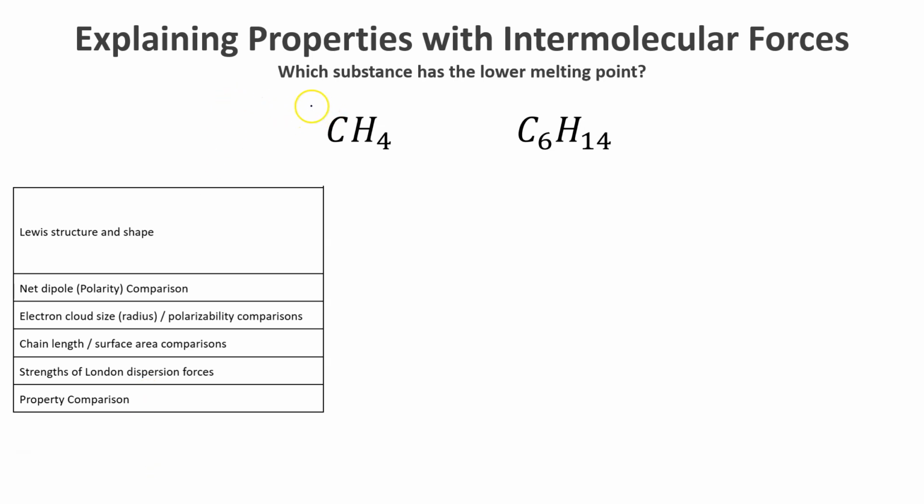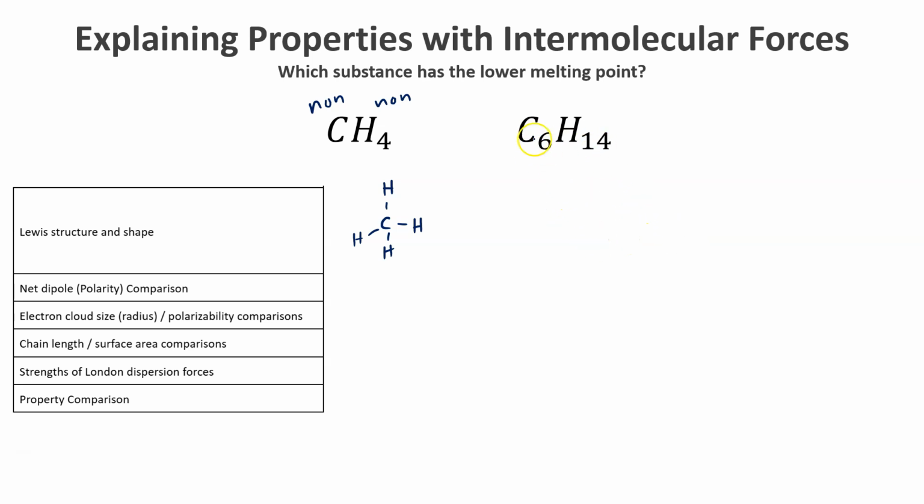Anytime you're dealing with molecules, which these are because they're made of only nonmetals, that means methane is going to form a molecule, and so will C6H14. The whole process has to start with the Lewis structure and the shape of that molecule. CH4 is a simple little molecule that looks like this in a tetrahedral arrangement.